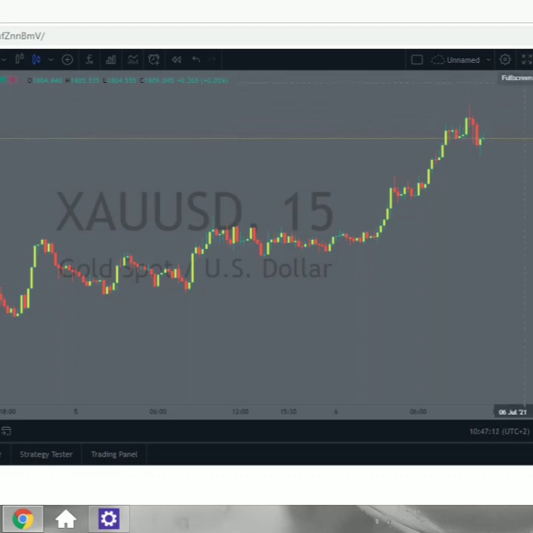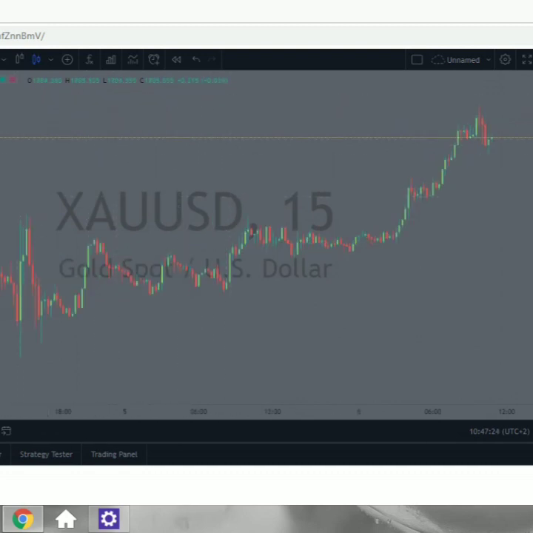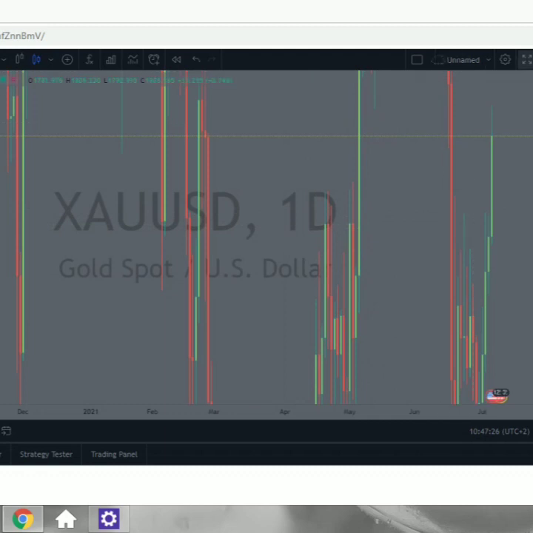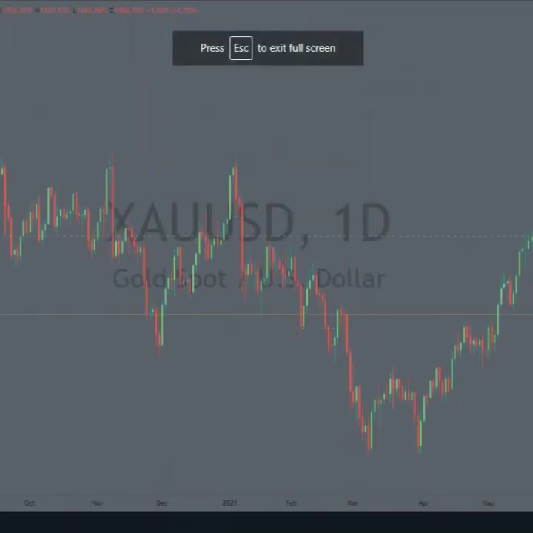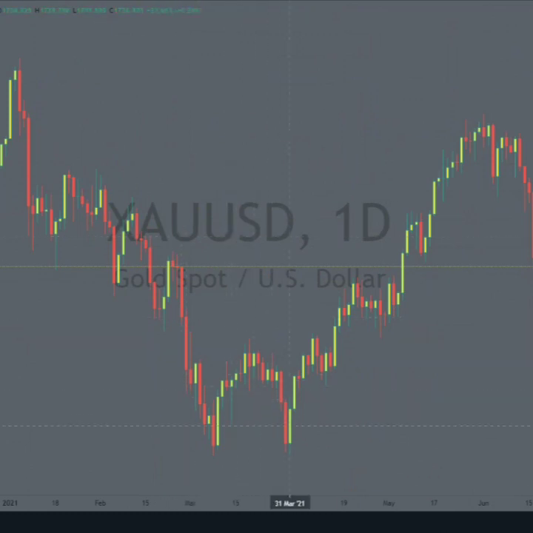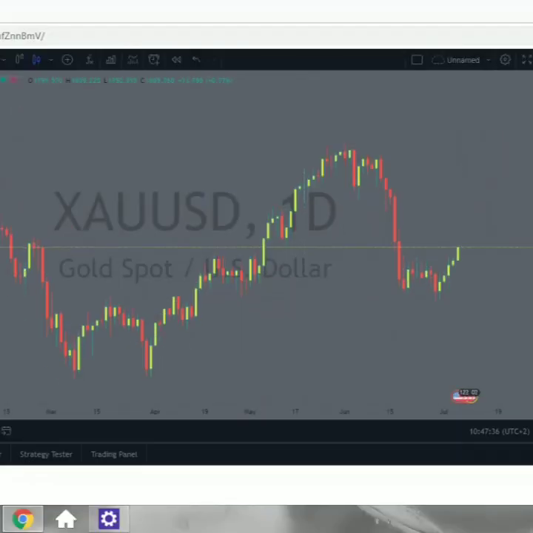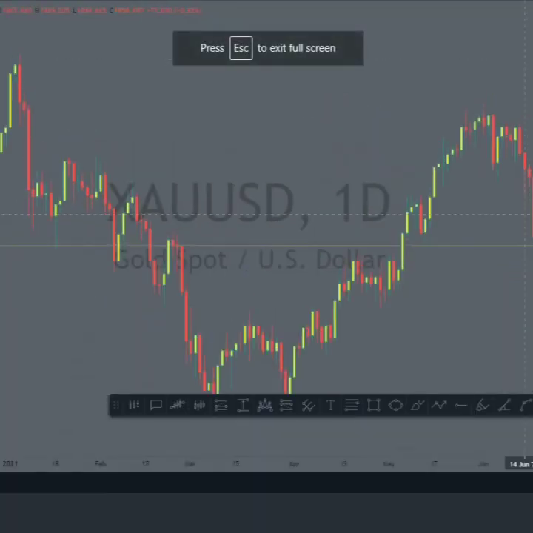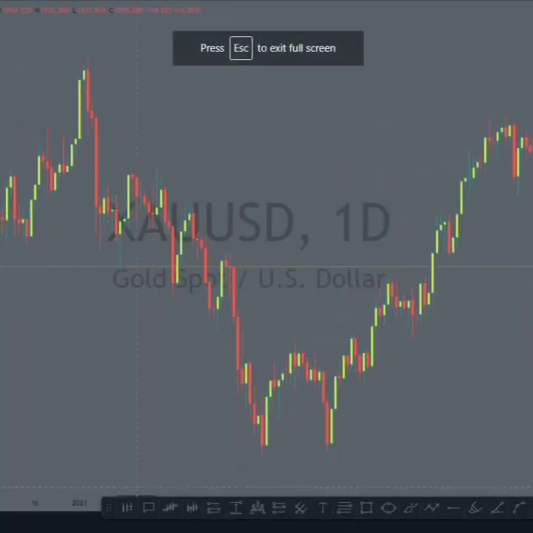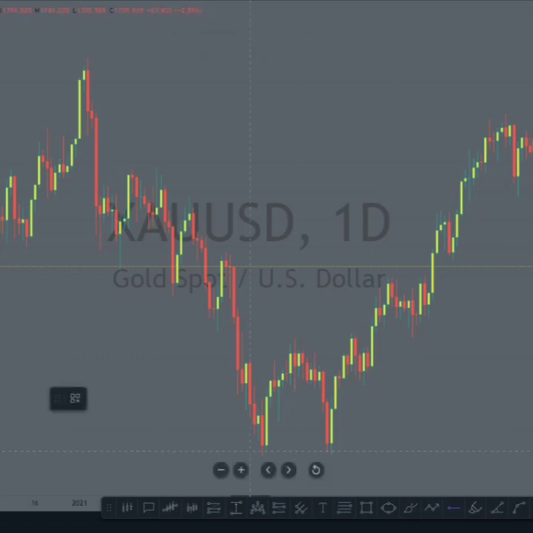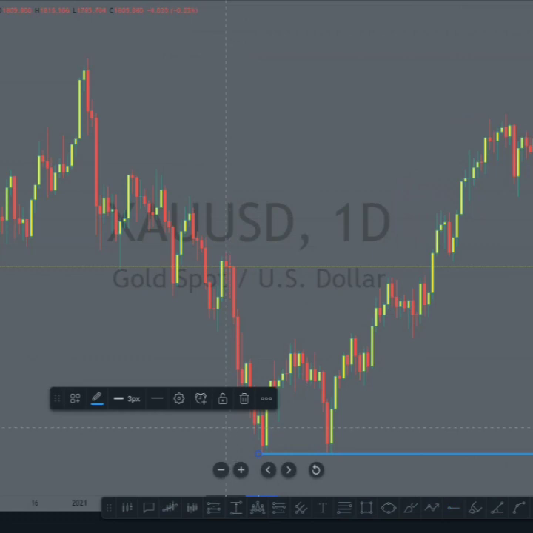So now we are going to start on our indices. We are going to start with gold. So we know already before we analyze the whole market, we start by going to our daily time frame so we can identify our lower lows and our higher highs and everything that we need to identify, which is very important. So before we start, we are going to take our horizontal ray and identify our important levels.